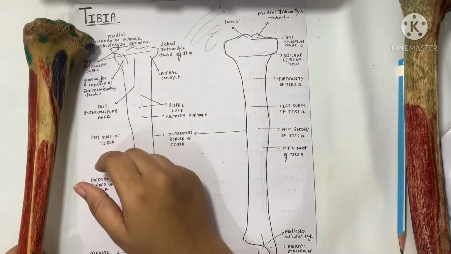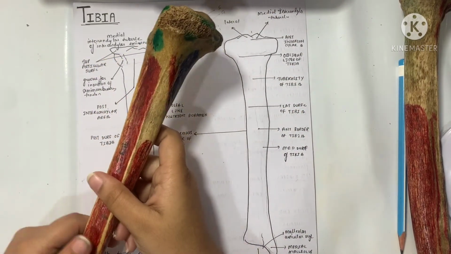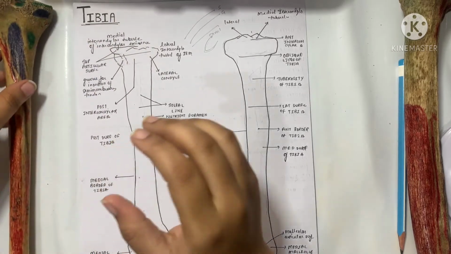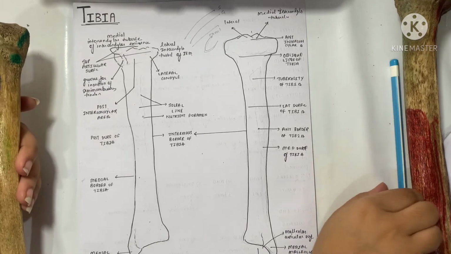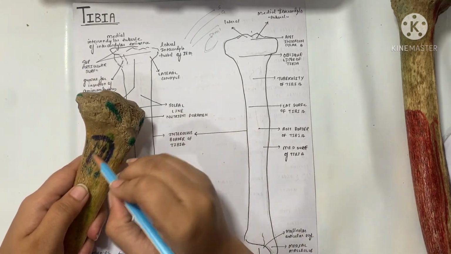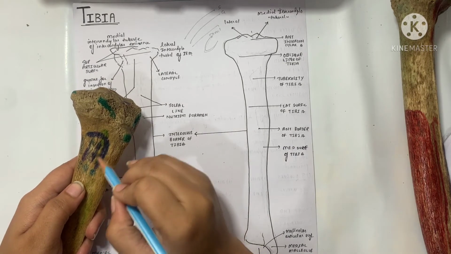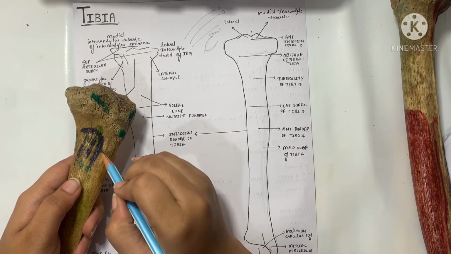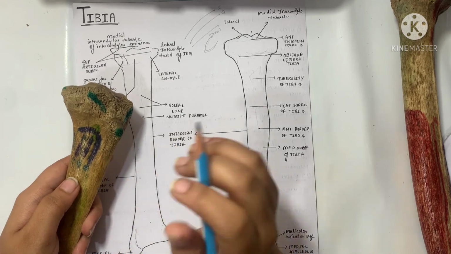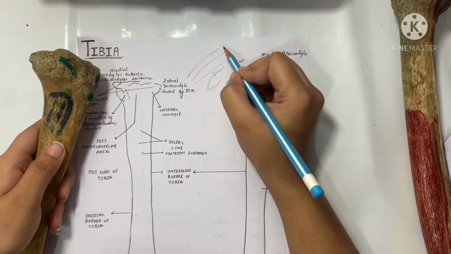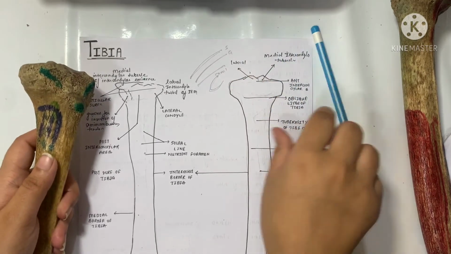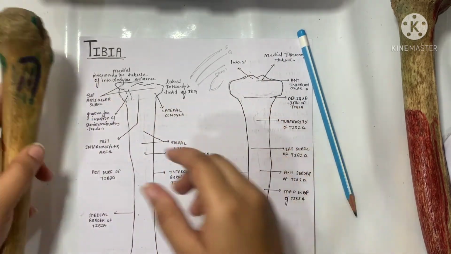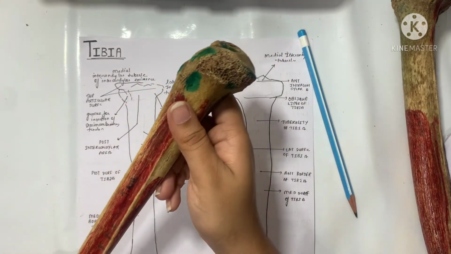Then this is the shaft. This is the medial surface. The medial surface of the shaft gives attachment to the sartorius muscle. See, over here is attached the sartorius muscle, then the gracilis muscle, then the semitendinosus muscle, and the medial ligament of the knee joint. See, this sartorius, gracilis, and semitendinosus muscle. Then coming to the lateral surface.